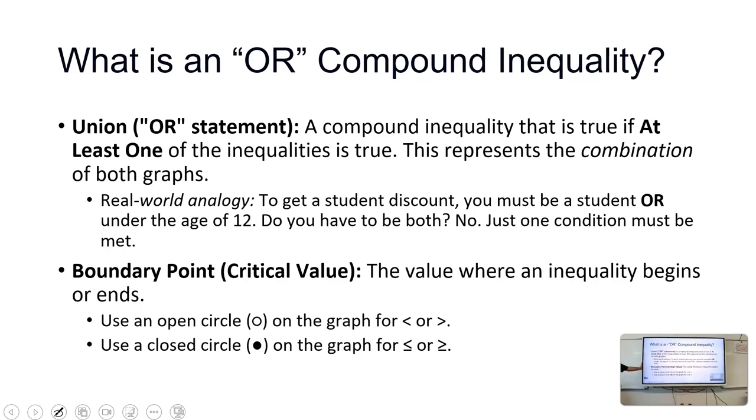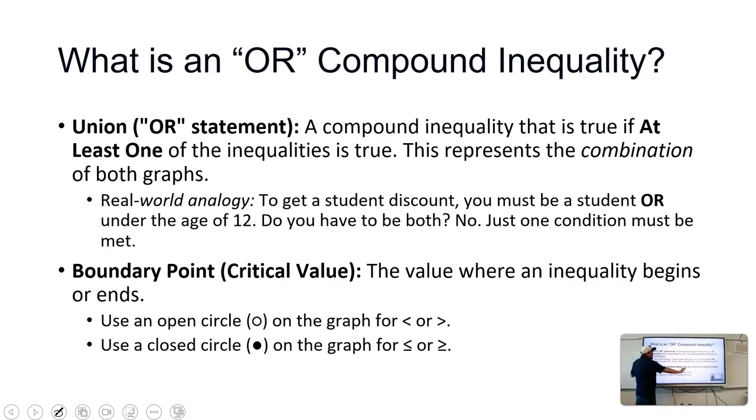A union or an OR statement is a compound inequality that is true if at least one of the inequalities is true. This represents the combination of both graphs. A real-world analogy would be to get a student discount, you must be a student or under the age of 12. Do you have to be both? No, you just have to be one.